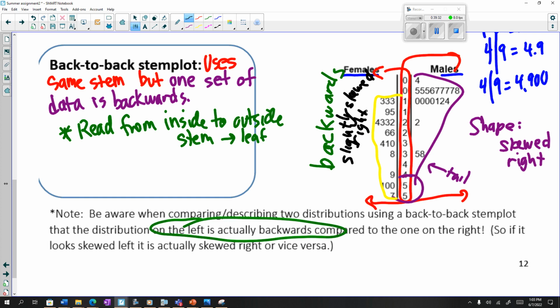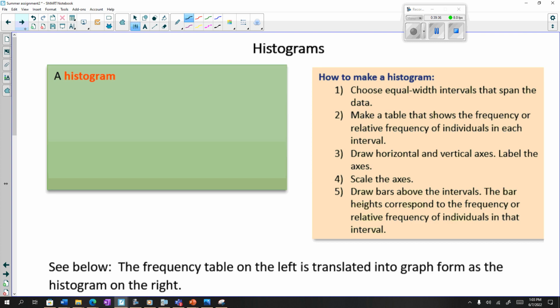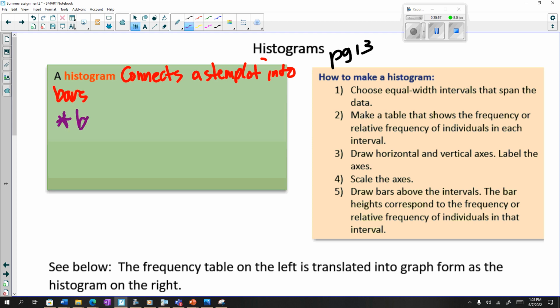Okay, turn to page 13. Now we go on to histograms. This is getting long, I'm sorry. This is page 13. Histogram. A histogram basically connects a stem plot into bars. I know that's an informal way of saying it, but whatever. The bars touch.